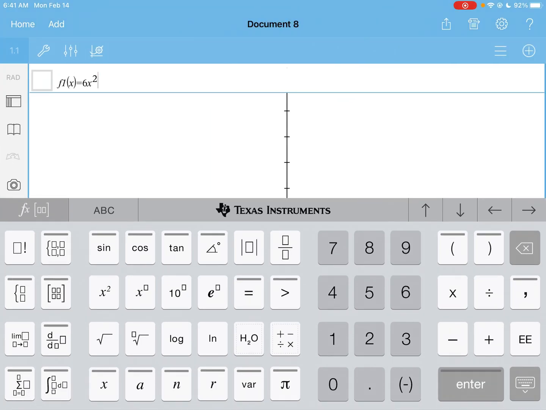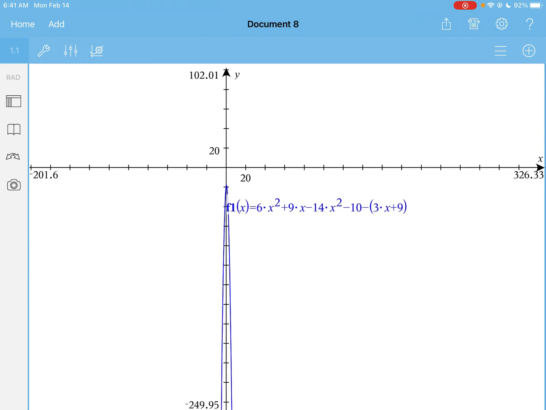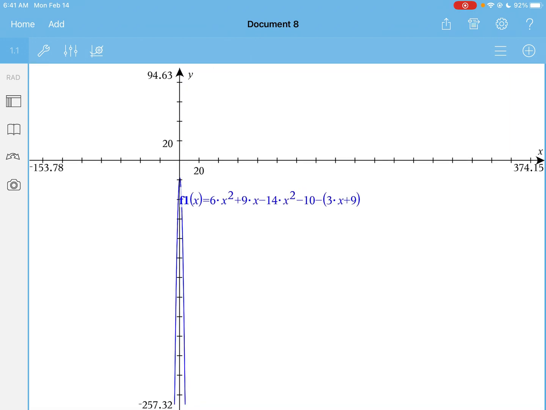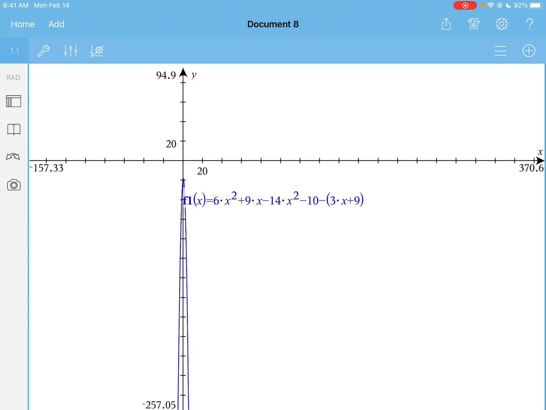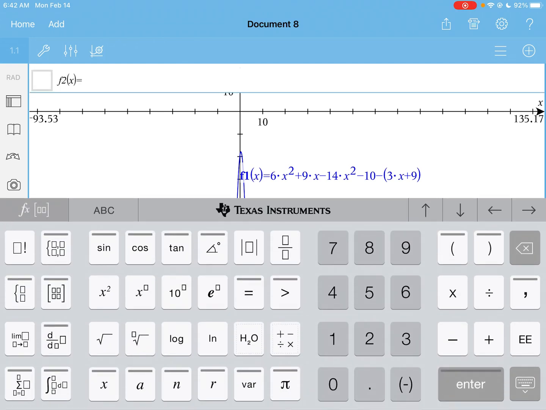So new document, add graphs. Okay, we're going to type in that original expression: 6x squared plus parentheses 9x minus 14 x squared, close the parentheses, plus 10 minus parentheses 3x plus 9. Okay, so I graph it. It's way down here, so you may have to adjust your screen. If you hover your mouse over these numbers, you can type in different numbers so you can see. Mine's just a little different because I am on the iPad. There we go. So we want something that covers up that blue line exactly as it looks.